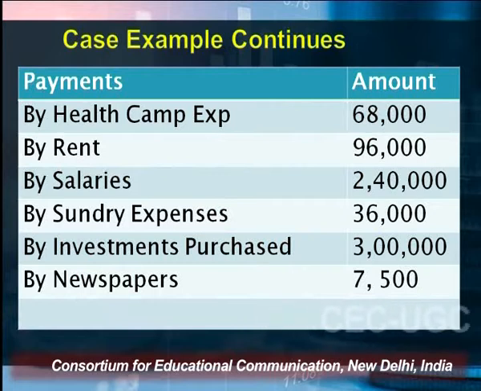Then we have rent: by rent 96,000. The society has paid 96,000 as rent for the building or office it operates from. Next we have salaries: 2,40,000 paid on salaries, another recurring expense for the society. Then sundry expenses: 36,000 have been spent by the society. It is a recurring nature expenditure, and we would certainly consider it in the income and expenditure account.